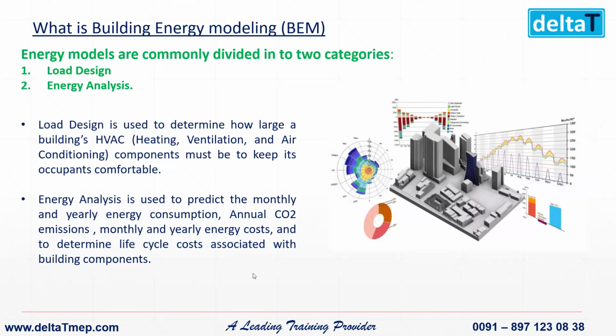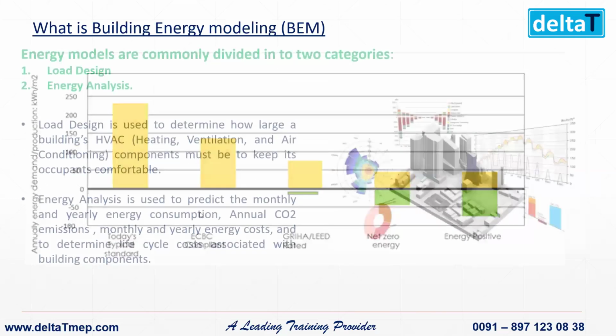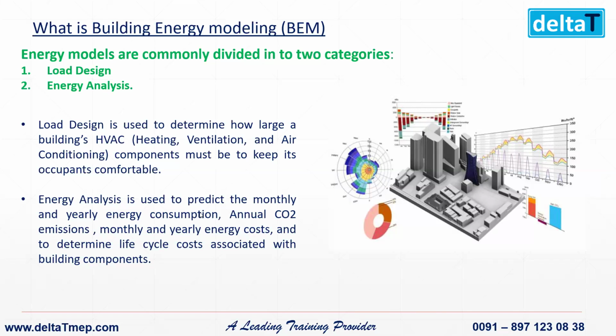So let's see now here. I was saying, as a mechanical engineer, or an architect or civil engineer, there are two things which we can design. First is load design. Load design is completely based on the mechanical side, I mean the HVAC system: heating, ventilation, air conditioning. Energy analysis includes the HVAC also, and then the lighting system, and also electrical fixtures, water heaters, all those things.